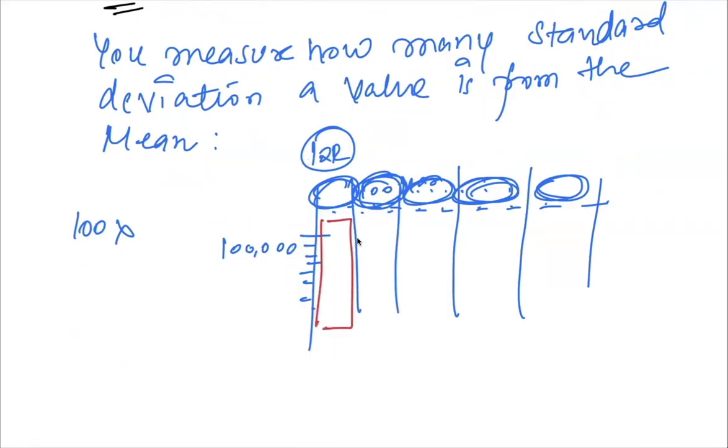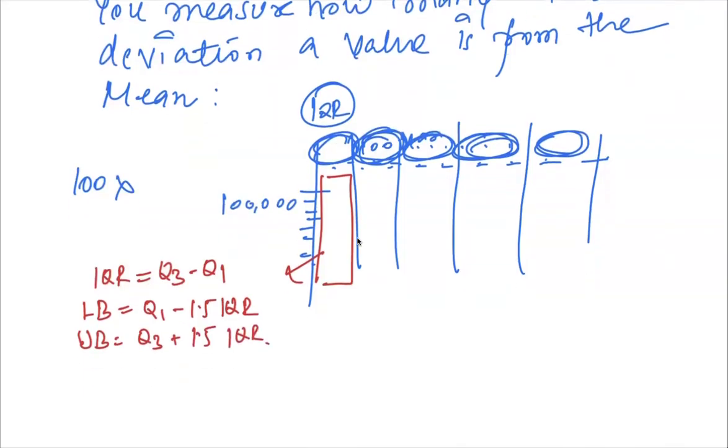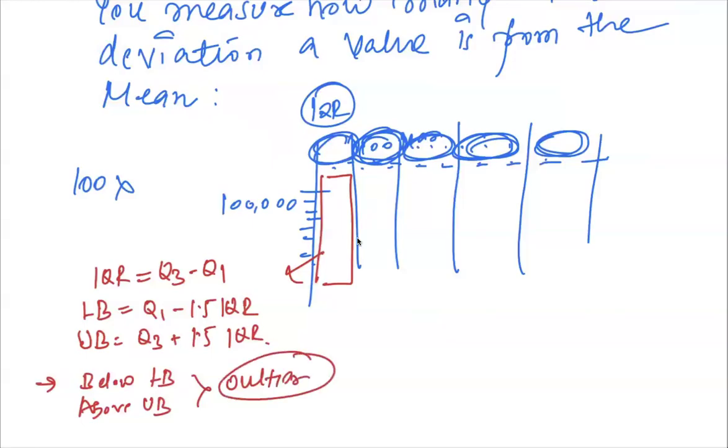So you'll use these data points. First, you will find the IQR, which is Q3 minus Q1. Then to find the lower bound, Q1 minus 1.5 times IQR. The upper bound is Q3 plus 1.5 times IQR, and any observation below the lower bound or above the upper bound is called an outlier. That's it. Is this clear, Agam? Okay, yes. Thank you.